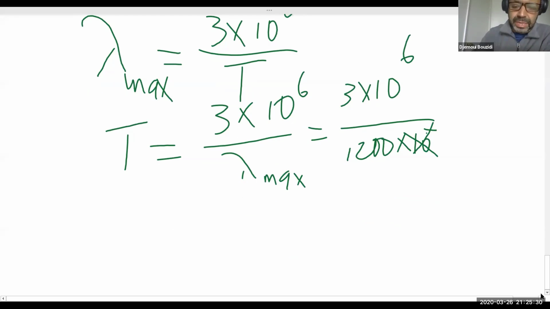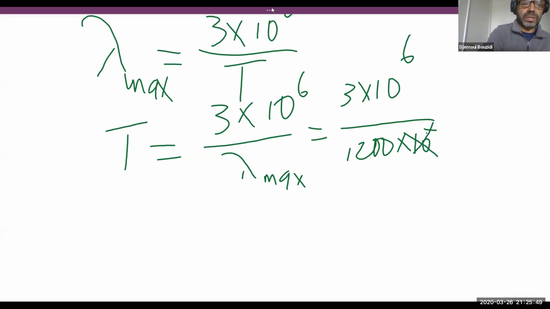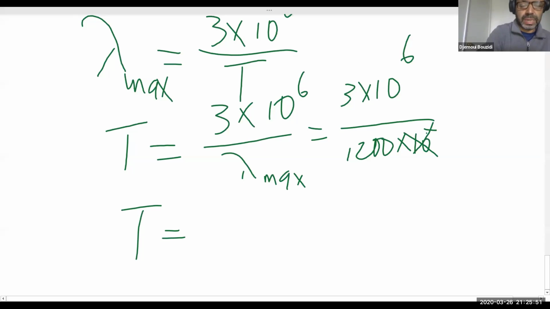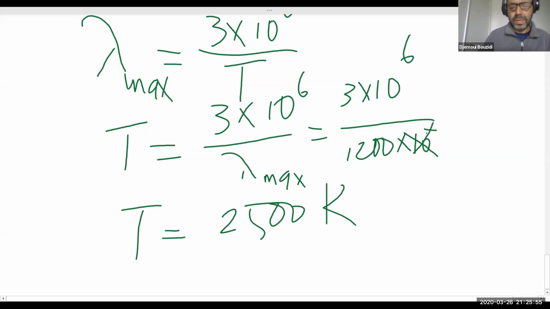So basically, I have to divide 3 million by 1200. That's all the math to it in here. So divide by 1200, and the answer is 2500 Kelvin. So the answer for this temperature, the answer to that question, is about 2500 Kelvin. Okay, so this is the answer for that part.